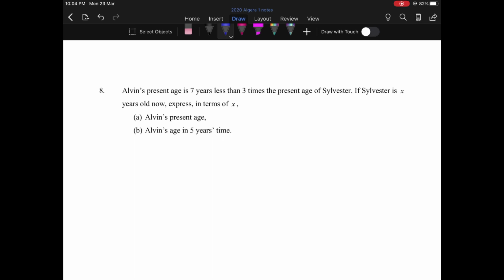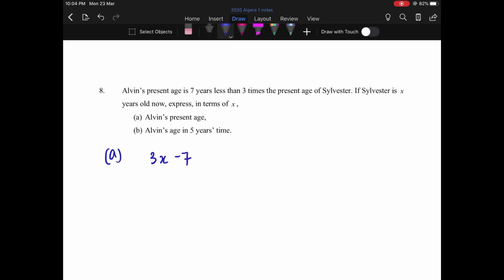Okay, for part A, so Alvin is 7 years less than 3 times the present age of Sylvester. So write down Alvin's present age. So Alvin's present age should be 3 times X and 7 years less.